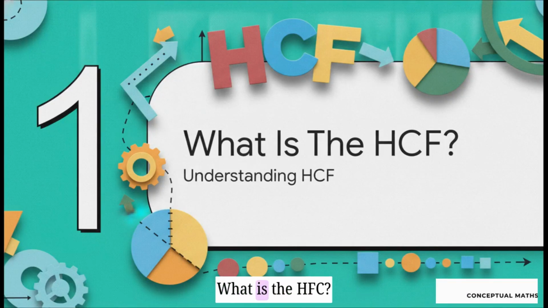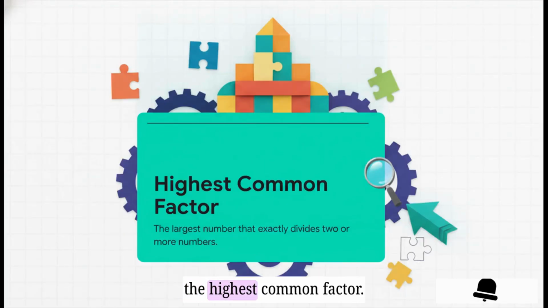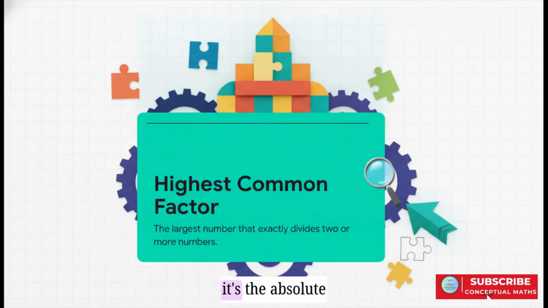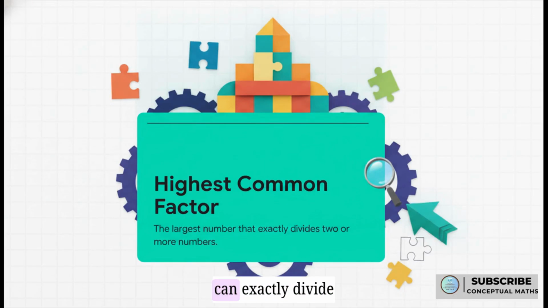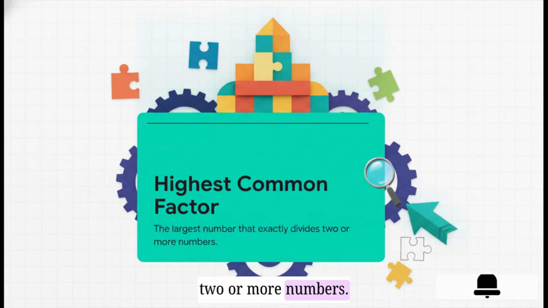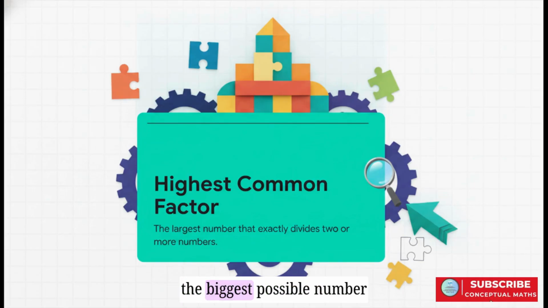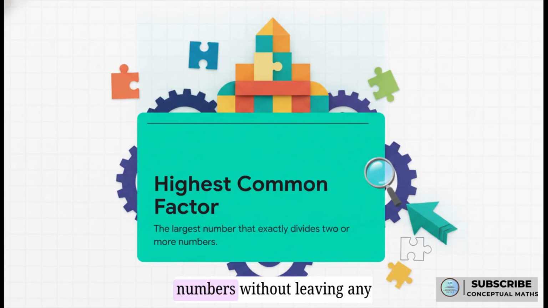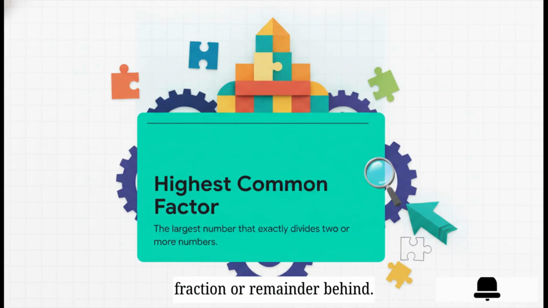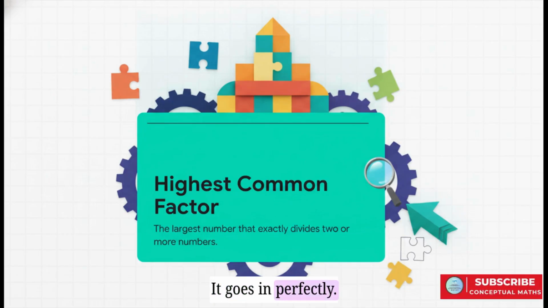Section 1. What is the HCF? So, the highest common factor. By definition, it's the absolute largest number that can exactly divide two or more numbers. And I really want to emphasize that word exactly here. We're talking about the biggest possible number that goes into multiple numbers without leaving any fraction or remainder behind. None. It goes in perfectly. It's kind of like the ultimate shared building block.